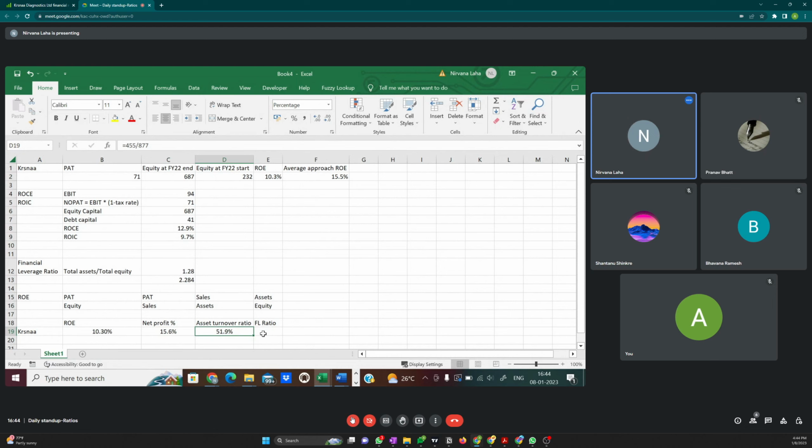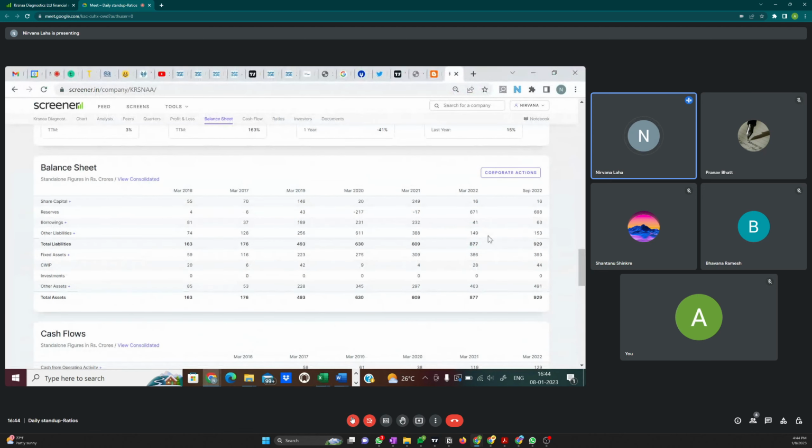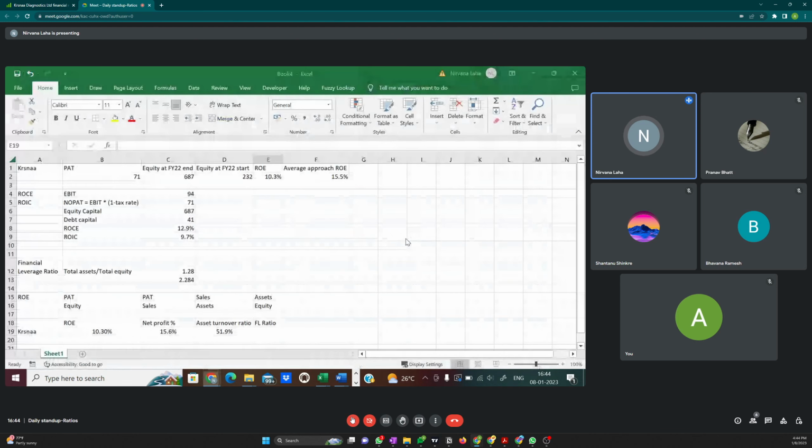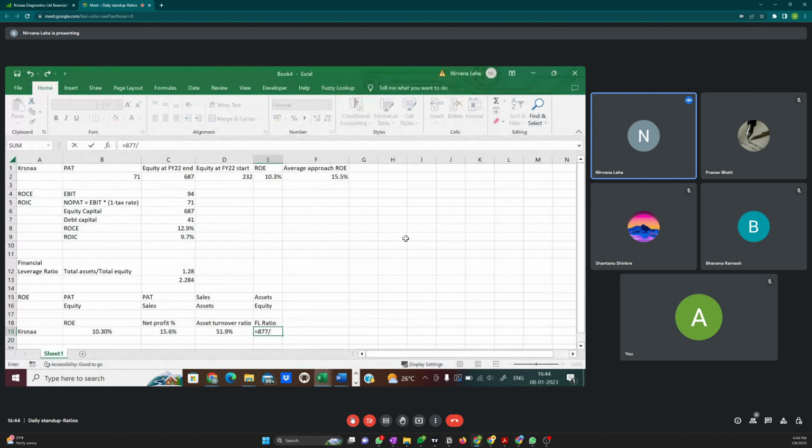What does that mean? It means that the asset turnover ratio right now is very low, but as and when time passes, as the new facility, the new investments become a little older, the asset turnover ratio will increase, which will give a boost to your ROE. And let's look at the financial leverage ratio. So financial leverage is nothing but 877 by 687. Okay. So this is also not too high. Usually this is higher than 2, but it's a very low debt company, so we can understand. So this is the breakdown for Krishna.